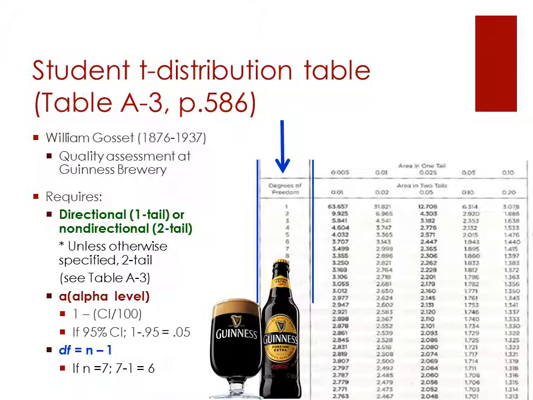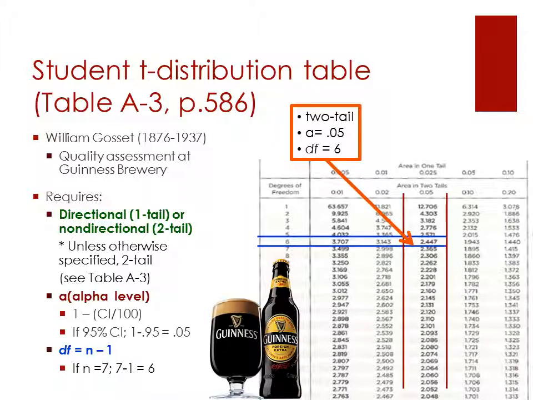Okay, and we come down here, you can see the blue arrow. That is the column for the degrees of freedom. So solving for this particular example, I would have my area in my 2 tails, come down with my 0.05 for my alpha, and then across for my 6 degrees of freedom, and my t critical value here would be 2.447.